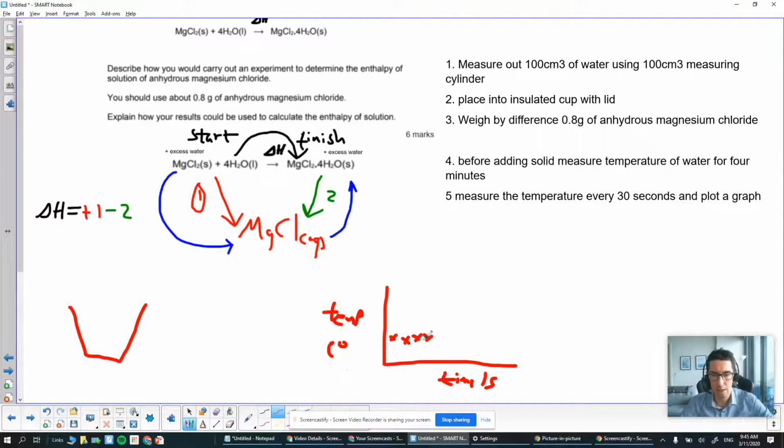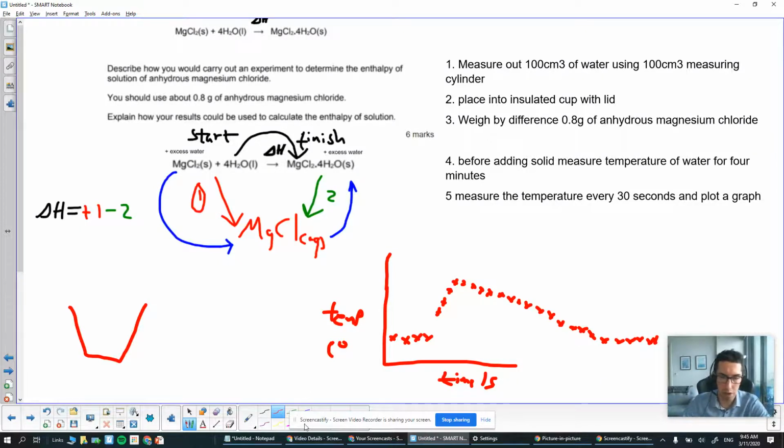Okay, so we've got a baseline reading there, and then we add the solid, and obviously the temperature will start to increase. Okay, the reaction's going on, it's starting to increase, and then eventually the reaction's going to stop and the temperature will start to cool down because obviously the cup is going to cool down. Eventually it will go all the way, I mean, we don't need to go all the way, but hopefully it should go back to room temperature, and then at room temperature it will level off again.